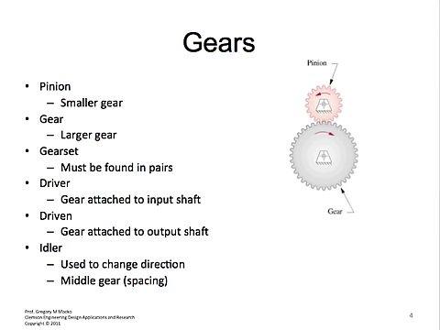The driver gear is the gear that is attached to the input shaft and subsequently the power source. And the driven gear is the gear that is attached to the output shaft. Idler gears, and we don't see any idler gears in this figure in the upper right hand side of the screen, are gears added in the middle between the driver and the driven gear, and they are used to change the center distance and the direction of the output.